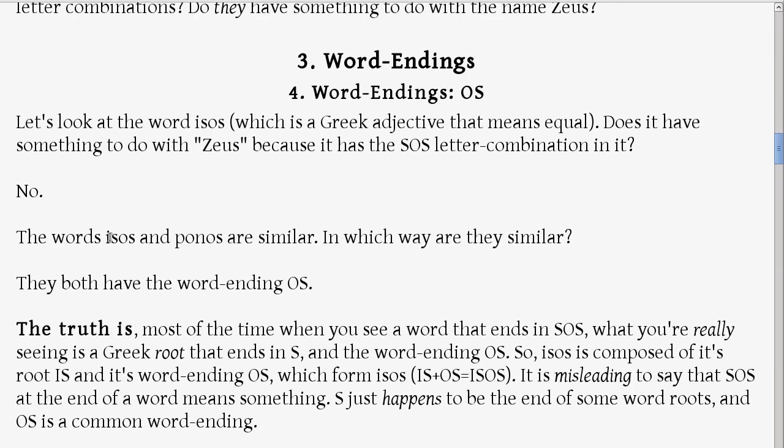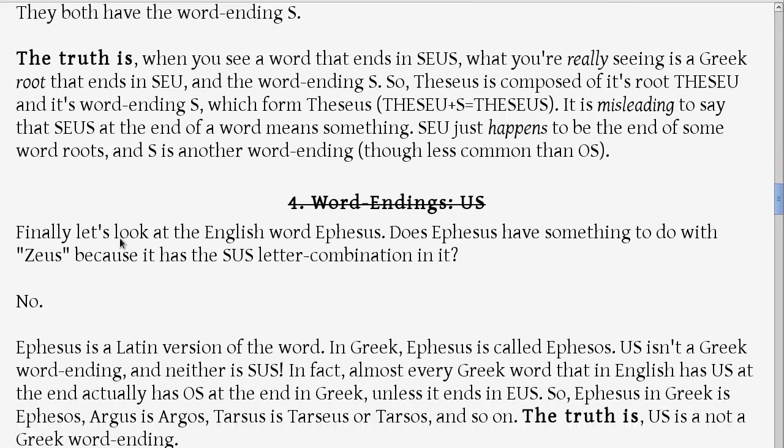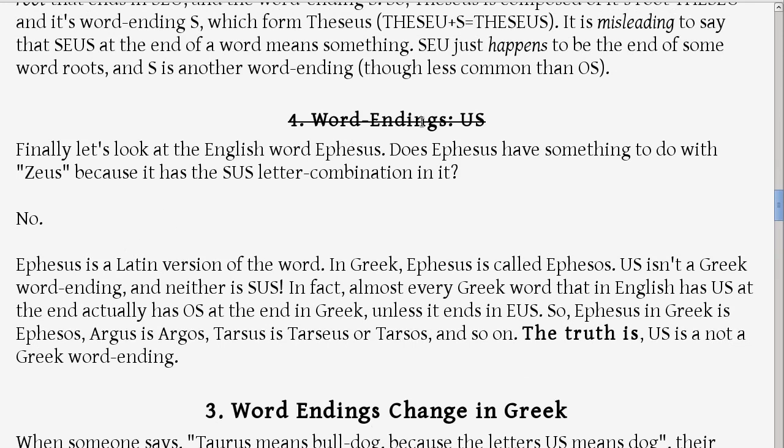In this example, Iesios, this is the root, which is completely separate from the word ending. And this word ending, like I said, is a common word ending. You can see it in this word as well. Same ending, different root. So to say that SOS in this word means Zeus is misleading, because OS is separate from IS. They're splitting it here when really it's split here. So that's my point. Word endings, US. Now notice I crossed this out.